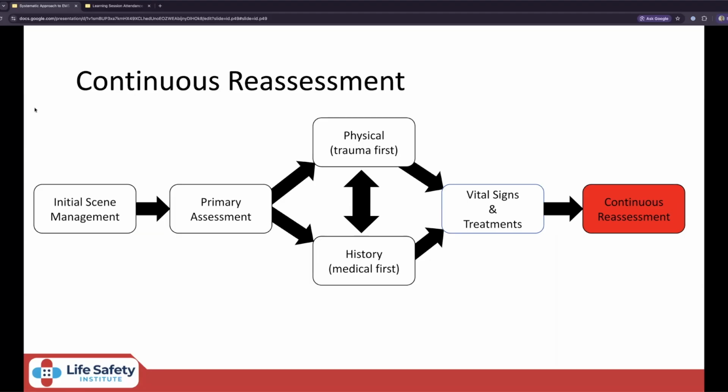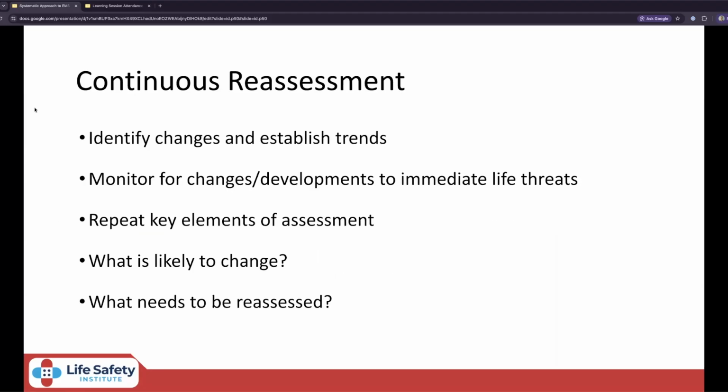This is our continuous reassessment. And so this is where, because we did a baseline set of vitals, we can establish our trends, right? So we're going to do vitals again. Is the patient getting better? Are they getting worse? Are they staying the same, right? If there were immediate life threats and we managed them, are our interventions still working? Do they need to be tweaked? Do we need to make changes?